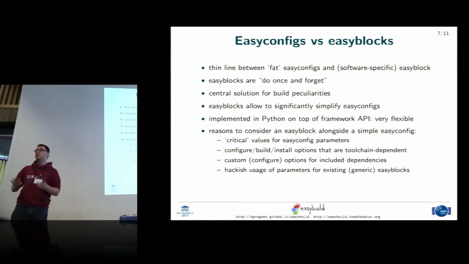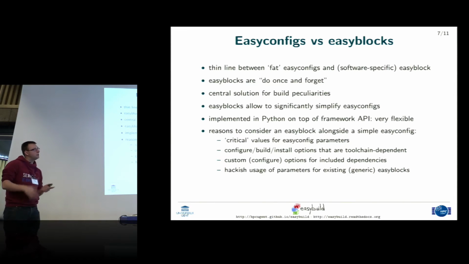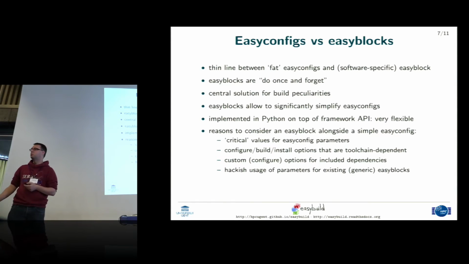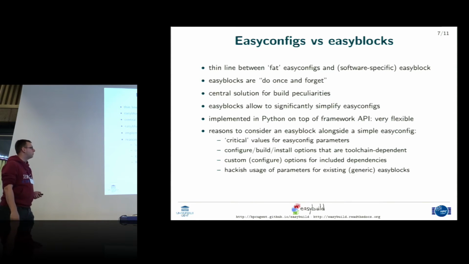If WRF changes their build procedure, like suddenly they start using CMake because they think it would be a good idea, then you would have to at least update the WRF easyblock. So you could probably not do this, at least not in a clean way, in an easyconfig file. You could hack your way around it. So at some point, you need to start worrying about easyblocks.